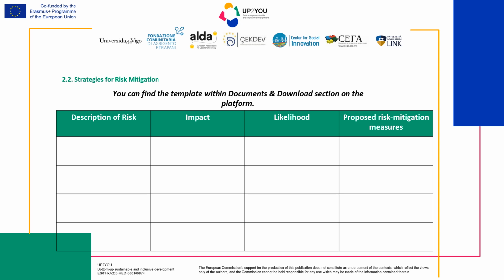In this slide, you can see the table that you have to fill out. It is pretty simple but useful. Insert the risk, for example, delay on starting date of the project, the impact of that risk, the likelihood, and finally, a proposal to mitigate the impact of the risk.